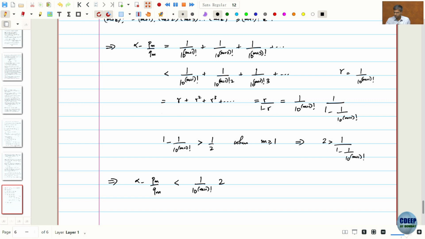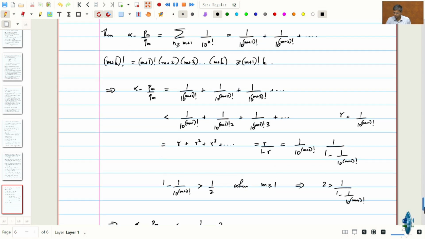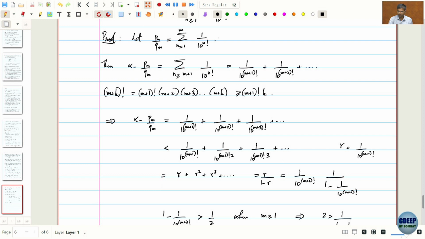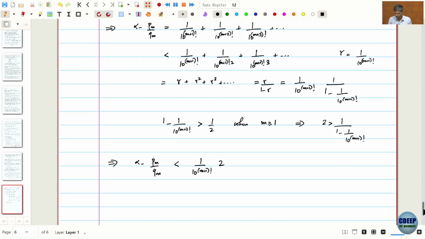Okay, but now notice that pm by qm was defined to be this thing. pm divided by qm, the qm is actually 10 to the power m factorial, right? Because when we clear the denominators, yeah, so qm is equal to 10 to the power m factorial. So this we can write as 2 upon 10 to the power m factorial to the power m plus 1. This is equal to 2 upon qm to the m plus 1.